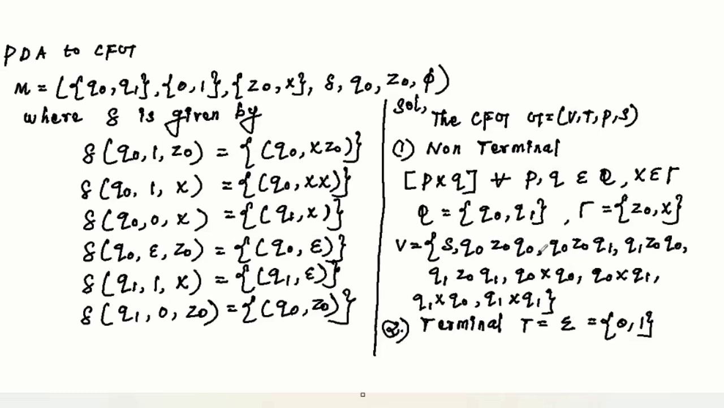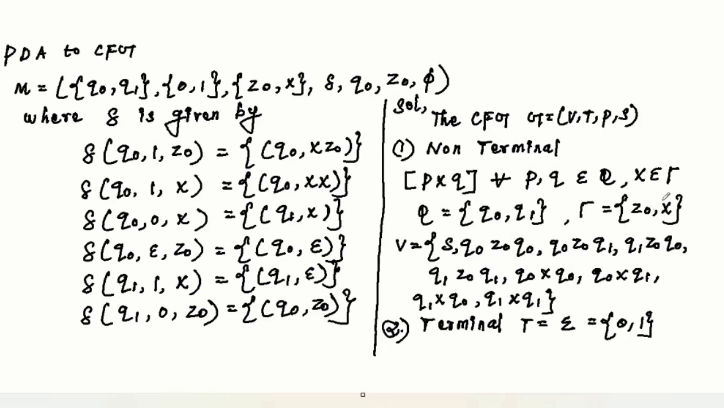This represents starting in Q0 using the stack symbol Z0 and ending in Q0. Then Q0 Z0 Q1: starting in Q0, use Z0 and end in Q1. Next, Q1 Z0 Q0: start in Q1, use Z0 and end in Q0. Q1 Z0 Q1: start in Q1, use Z0 and end in Q1.